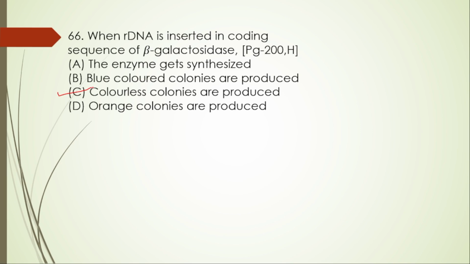Insertional inactivation. When any rDNA is inserted into the coding sequence of the enzyme, that is beta-galactosidase, it disrupts the gene, isn't it? This process is known as what? Insertional inactivation. When we insert it, the gene is inactivated. Because the gene is disrupted, the enzyme beta-galactosidase is no longer produced or becomes non-functional. That's why the color will be colorless.